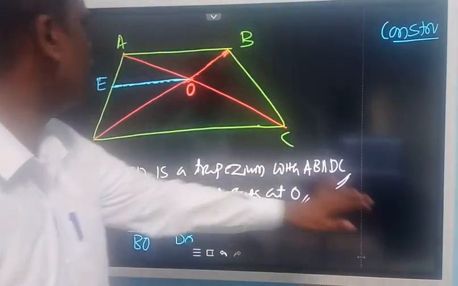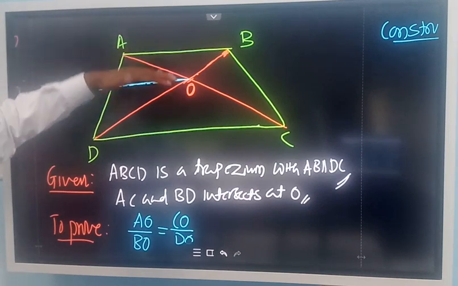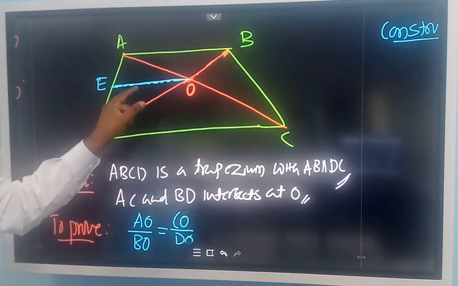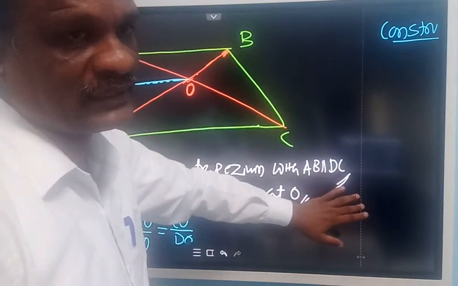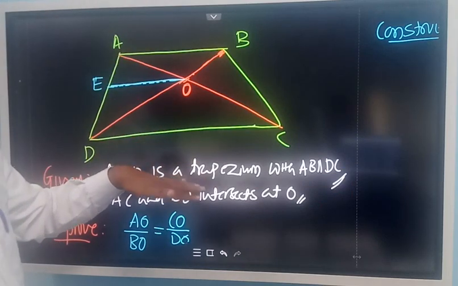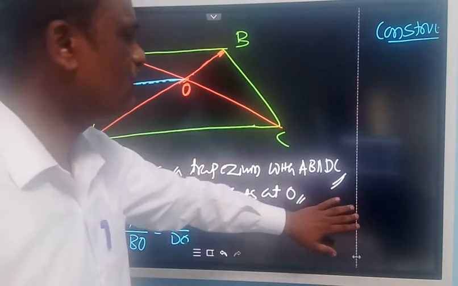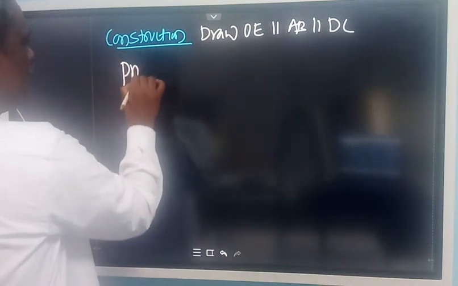Because AB and DC are parallel. If I draw OE parallel to AB, then it must be parallel to DC also. It is a line parallel to both the lines. Because it's a trapezium, you can draw like that. So now we have done the construction. Let's go to proof now.